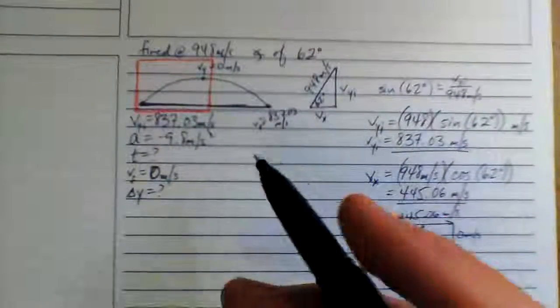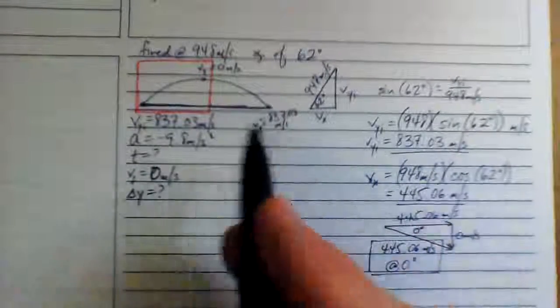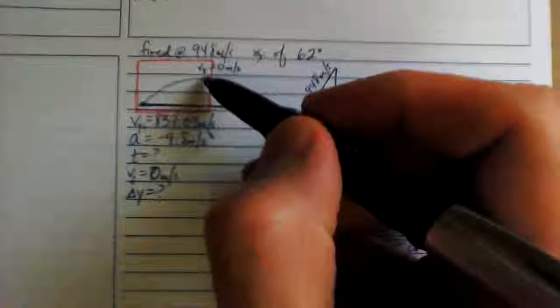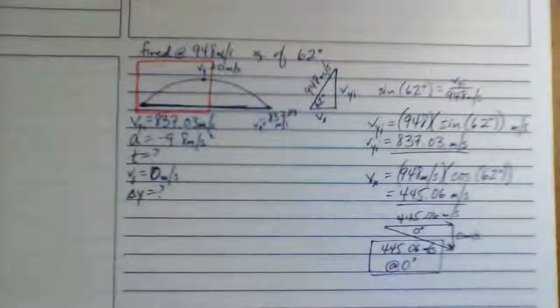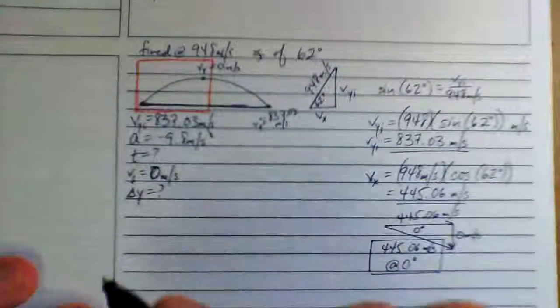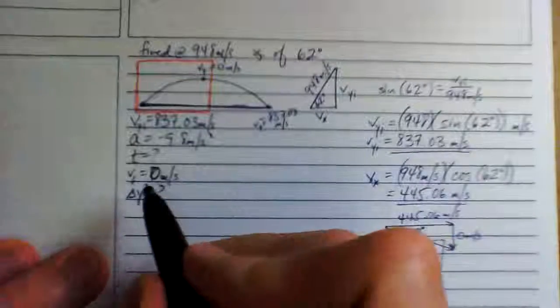They're both at ground level. 0 minus 0 is 0. So what I've got to do is find its displacement in the y direction at this point where Vy is 0. So we go to solve this.